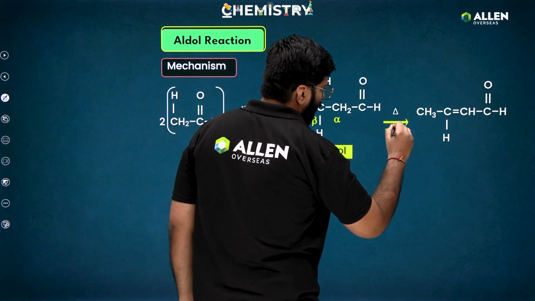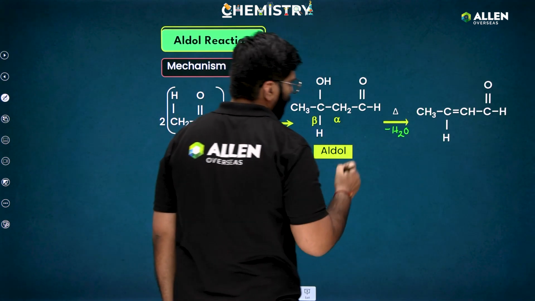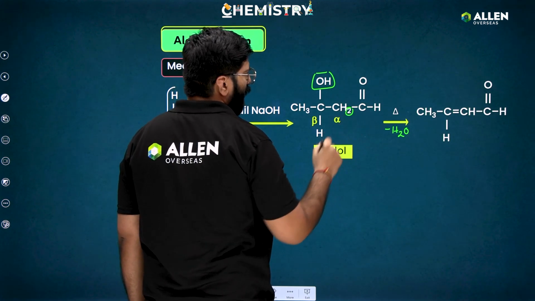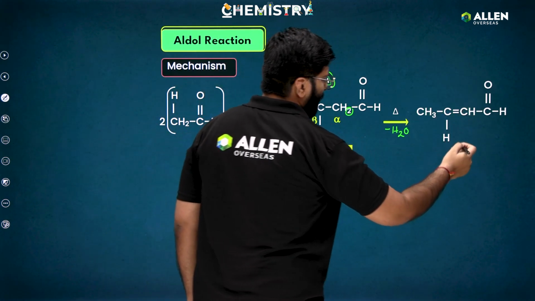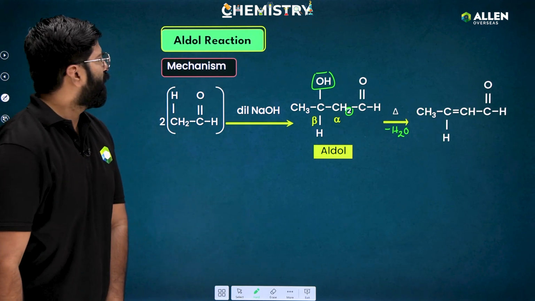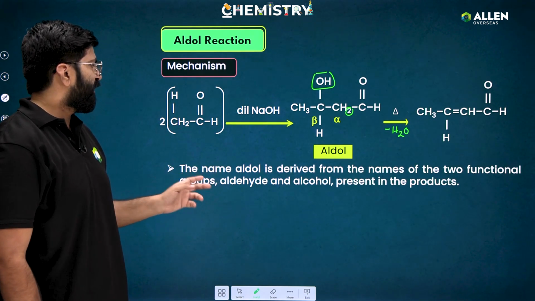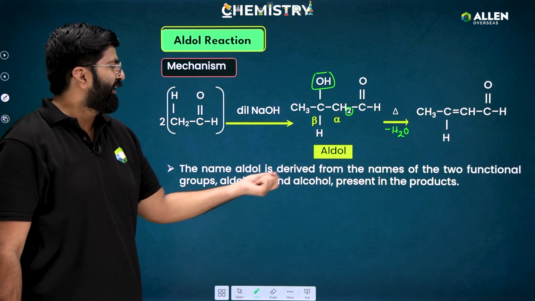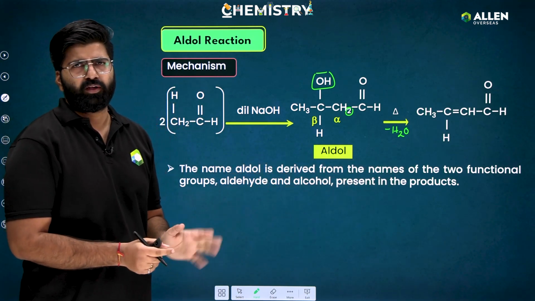So H2O is going to be released. How? There's an OH present here, and there's one hydrogen from here. So there will be a double bond present, and this is nothing but your aldol condensation. The name aldol is derived from the names of two functional groups, aldehyde and alcohol, present in the product, like I told you.